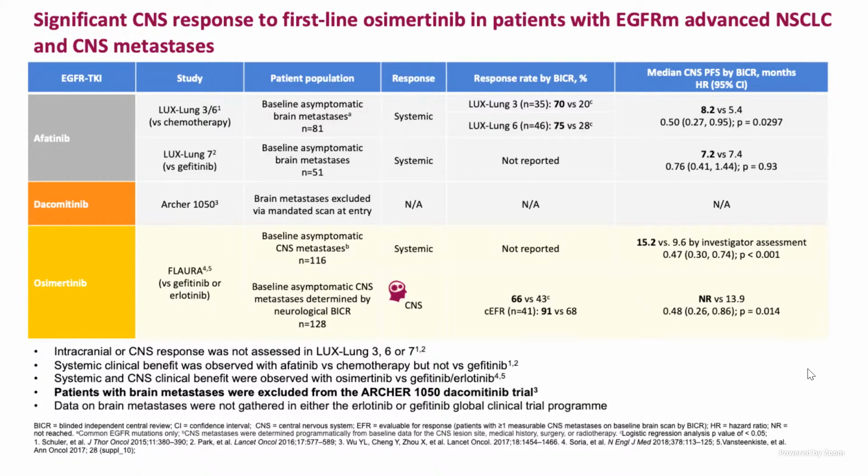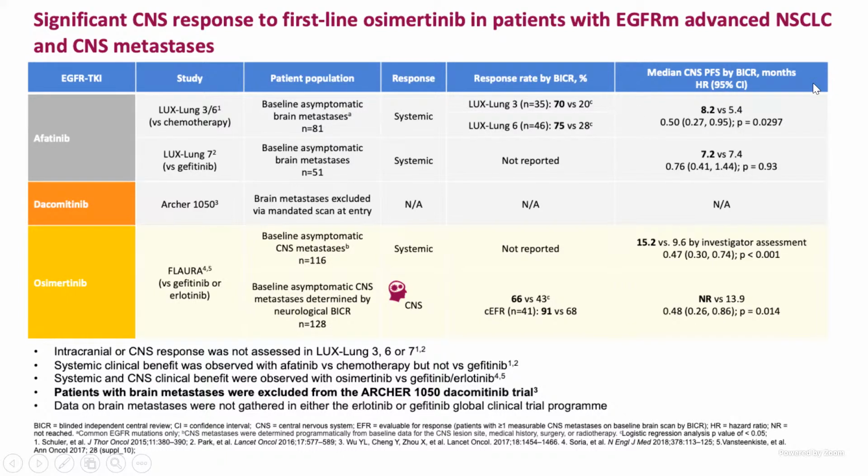Significant CNS response to first-line osimertinib in patients with EGFR mutated advanced non-small cell lung cancer and CNS metastasis. You can see here all the generations, afatinib and dacomitinib second generation and osimertinib third generation. Patient population: afatinib included asymptomatic baseline brain metastasis. Baseline brain metastasis were excluded in dacomitinib, and here in osimertinib there were symptomatic or asymptomatic baseline, and patients who were treated were also included.